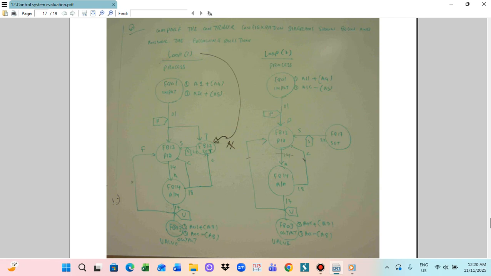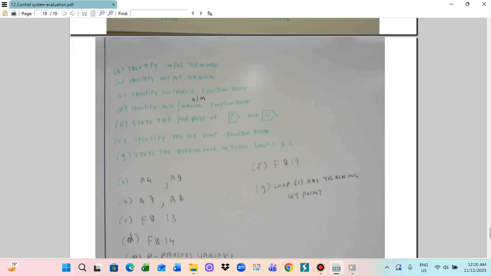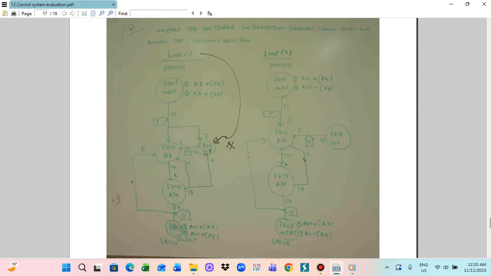And then G, the difference between loop 1 and loop 2. In this diagram there are two loops. Loop 1 means tracking stepwise, the control line where we can put a stepwise function. So loop 1 has tracking stepwise. You can see this loop here, this one and then this one is loop 1. They call it a tracking stepwise.